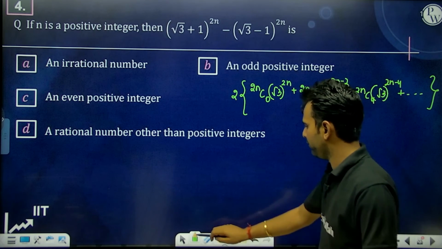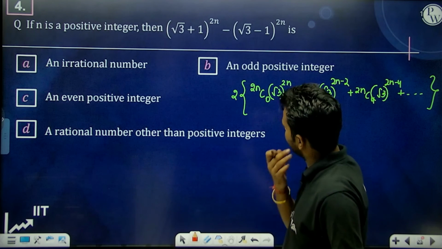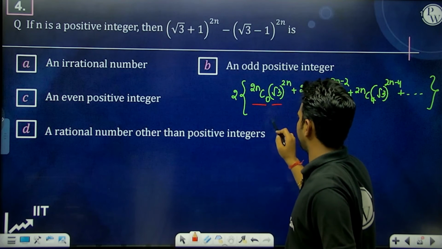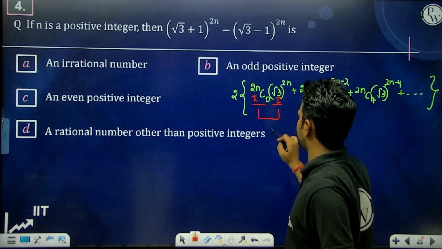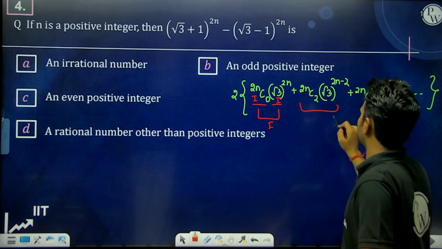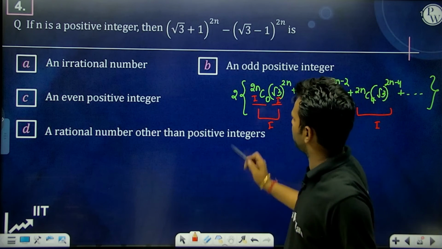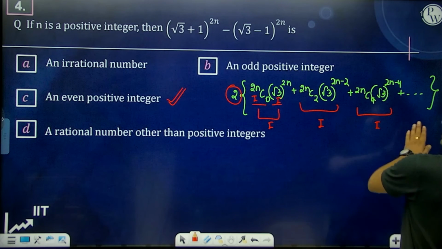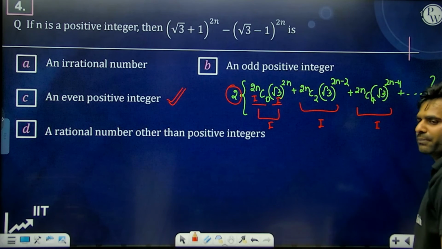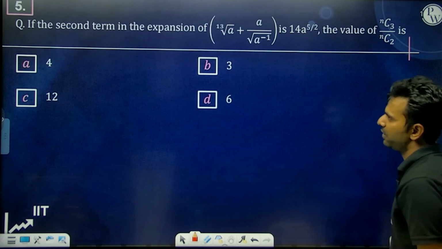Over here if you see, then nCr is always an integer. So this is integer, this is integer. So the overall thing is going to be integer. This is also integer, this is also integer. So this is also integer. Similarly, this is also integer, this is also integer, this is also integer. So is it going to be an even positive integer because 2 is also there? Yes. Look, if you know this particular thing, you can solve this question in just a matter of few seconds itself. This is a recent year JEE Mains problem.